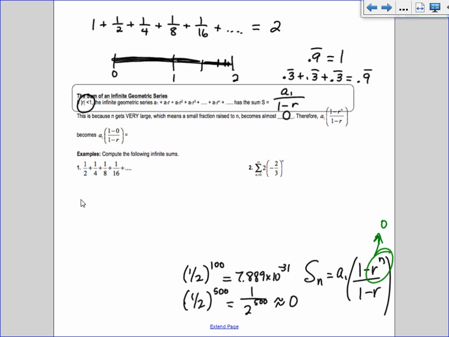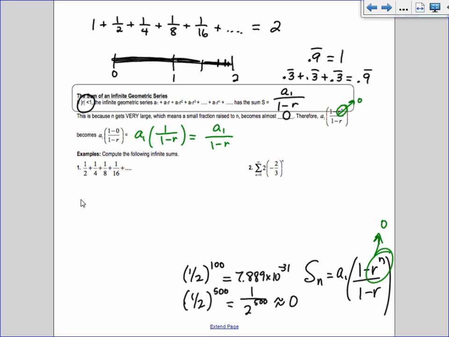It becomes a nice finite number. And what happens is when you take a tiny number, r, and you raise it to a huge number, infinity, or you could do 5 trillion or something like that. If I do 1/2 to the 5 trillion, it's so close to 0 that it doesn't matter. It becomes insignificant in the formula. So all of that goes away. So you have a1 times 1 minus 0, which is a1 times 1 over 1 minus r. So it's a1 over 1 minus r. That's where the formula comes from.